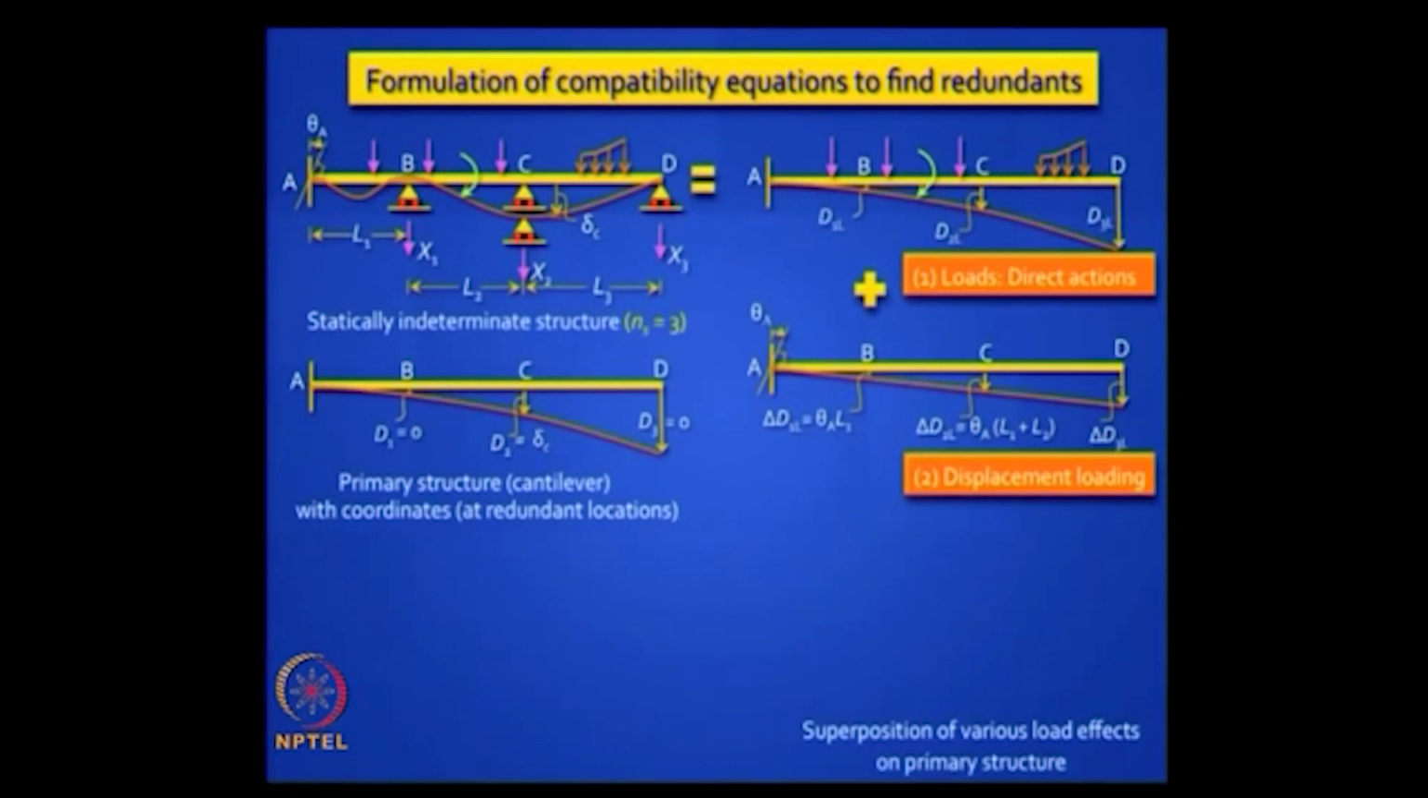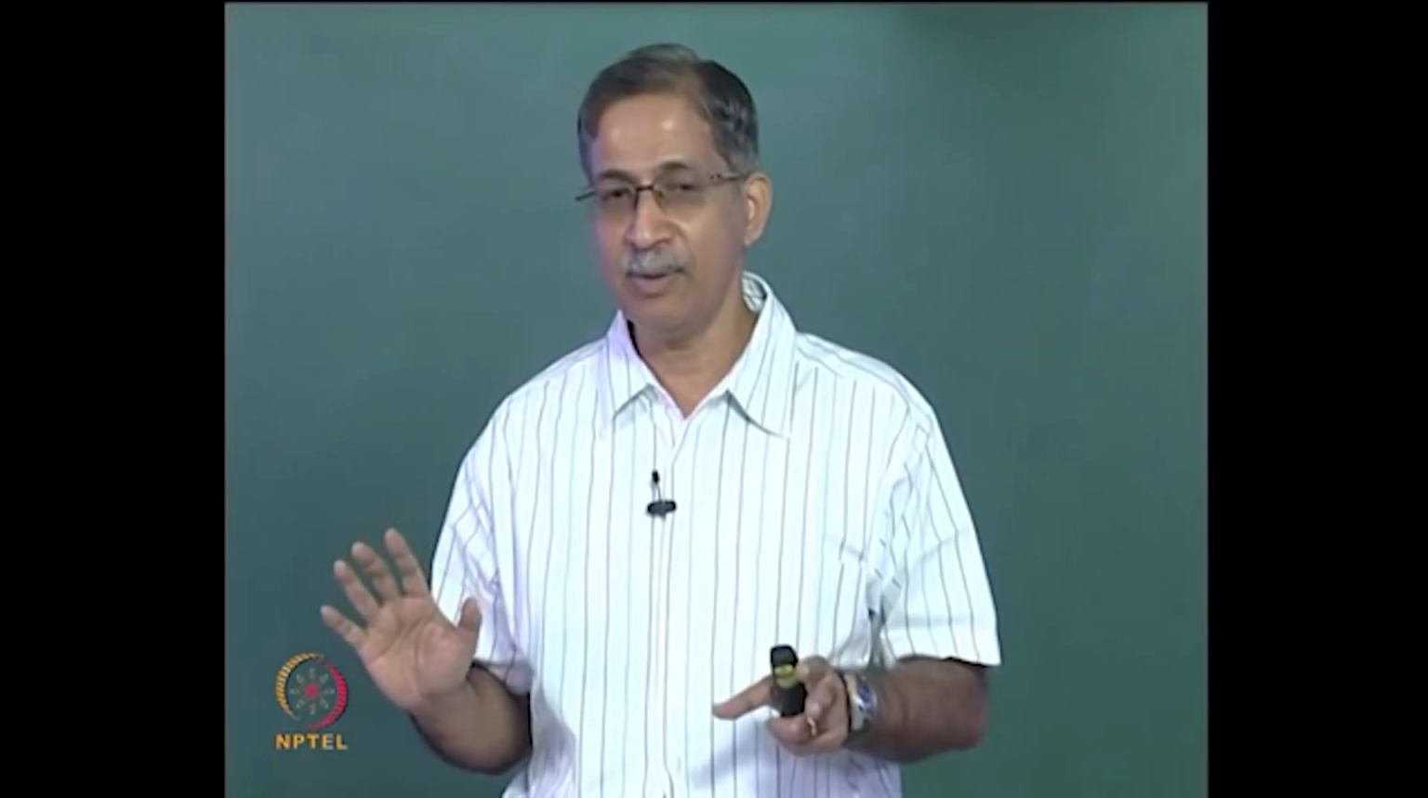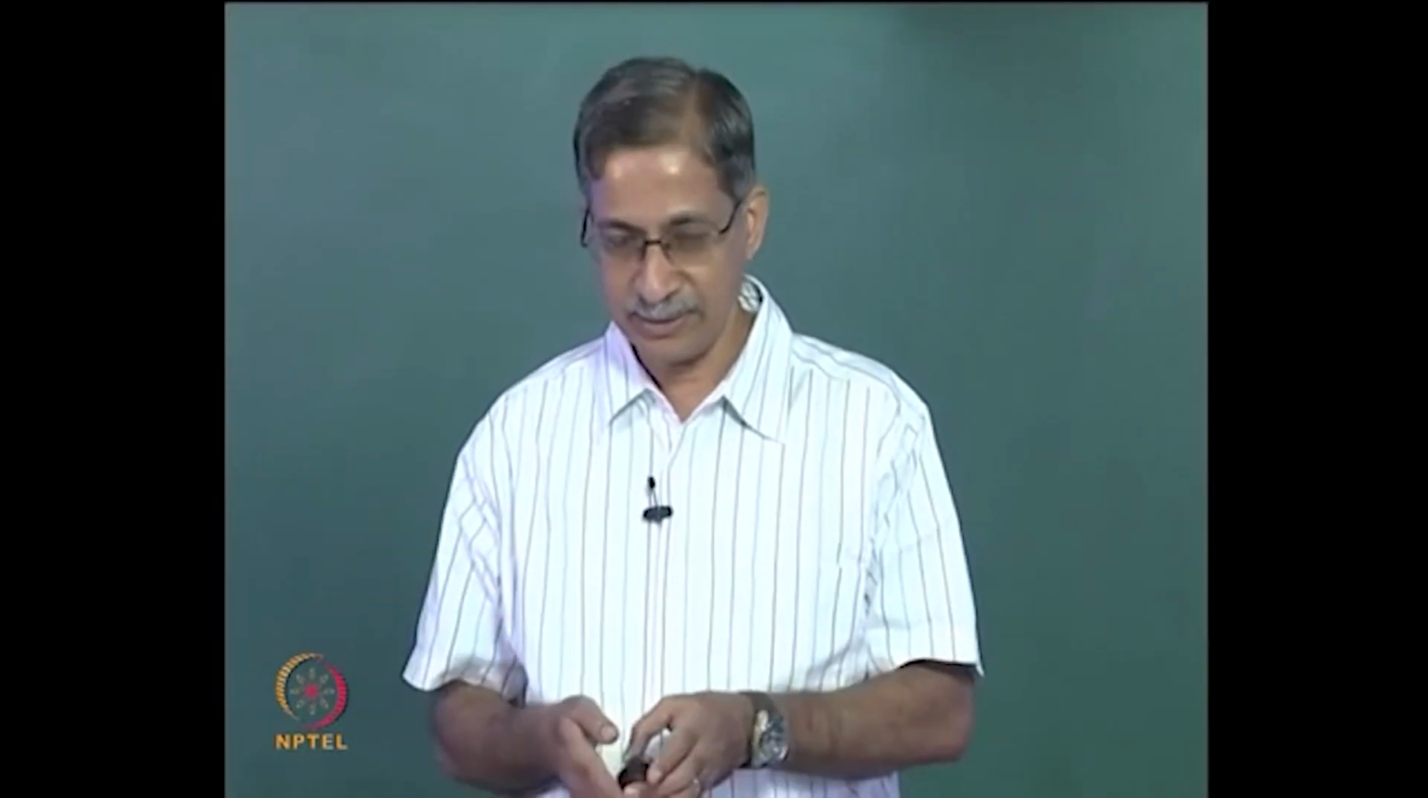If you allow that cantilever beam to rotate by theta A, it will undergo a rigid body rotation, and we are assuming very small deformations. So sin theta and tan theta are equal to theta. So can we write down those additional movements at 1, 2 and 3 as shown here? This is easy to understand. Theta A into L1 is the movement here, and so on and so forth. Can we work them out? So you have got all the movements caused by the external loading on the primary structure.